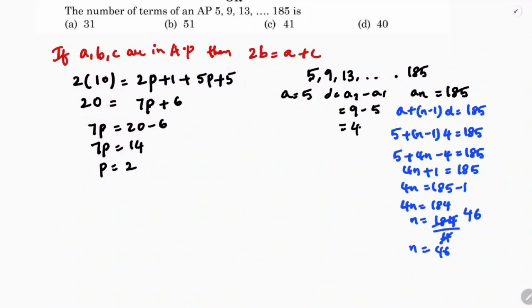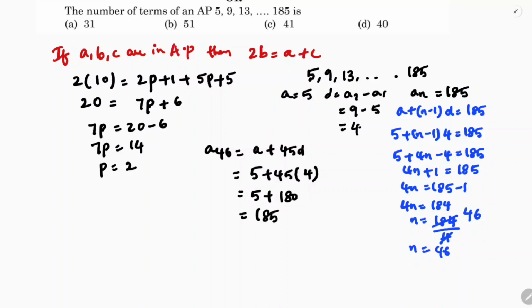Here we don't have the option 46, but if you want you can check the 46th term. a46 is a plus 45d. Here a is 5, so 5 plus 45 times d, which is 4. So 5 plus 45 times 4, which is 180, gives 185. So the correct option should be 46 terms.